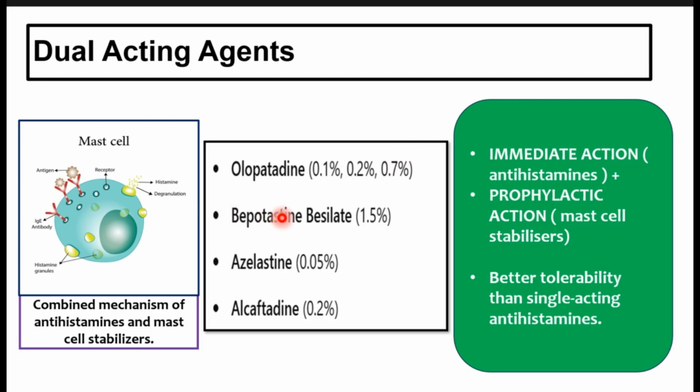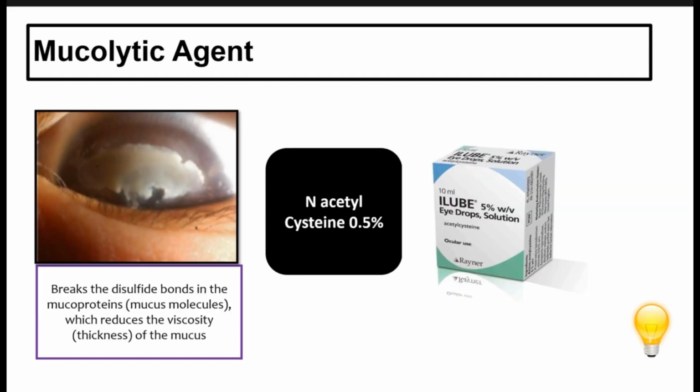Then we have bepotastine, bepotastine besylate, which is a newer drug, 1.5%. We have epinastine, 0.05%. And then we have something which is even more potent than olopatadine, the new drug, and that is alcaftadine, available as 0.2%, right? So remember all these points.